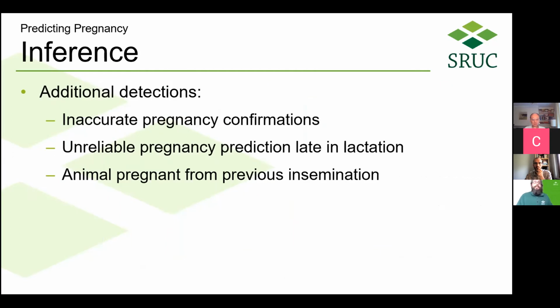So it led us to think that we can maybe use this tool for correcting inaccurate pregnancy confirmations, and looking at unreliable pregnancy predictions that are late in lactation. And as we've seen in that previous example, an animal becoming pregnant from a previous insemination could potentially be highlighted.